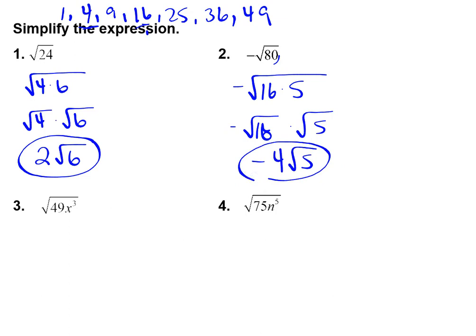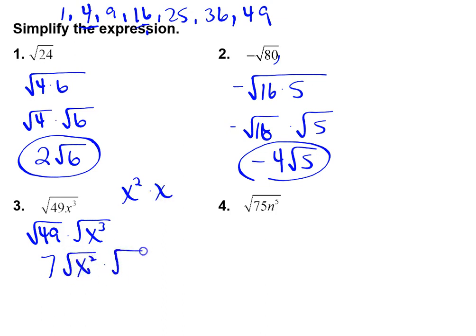Now we get into the ones with variables. We want to be careful. I'm going to break it up into the number part and the variable part. My number part is a perfect square, so if I want to go ahead and take that square root, I can. That's going to be 7. X cubed is not a perfect square, but I know that x cubed is x squared times x. So I'm going to break it up into the square root of x squared times the square root of x. So I get 7x times the square root of x.